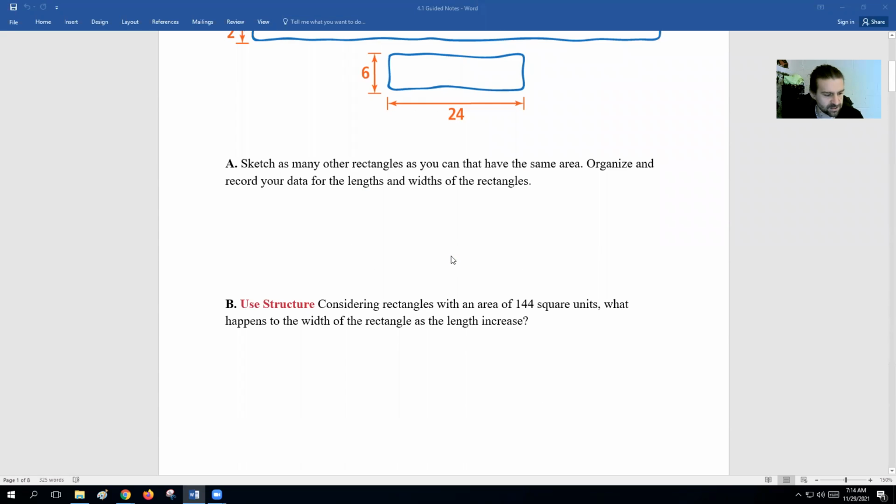So what we want to do first is, as a class, go through and sketch different rectangles that would have the same area, and we're going to organize the length and width of those rectangles. So let's see, my pen's not working. Let me pause this while I get my technology.